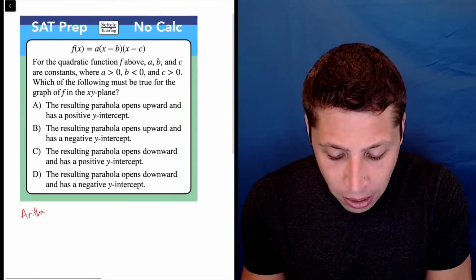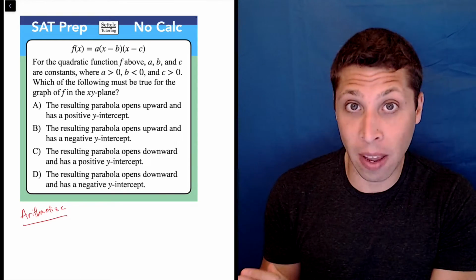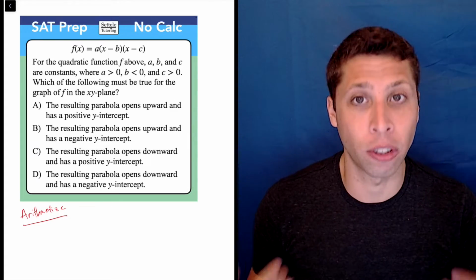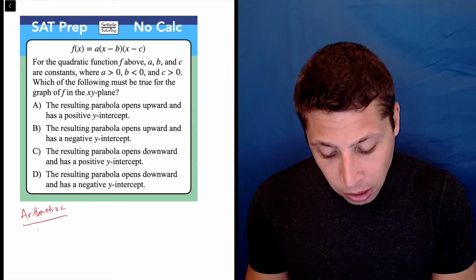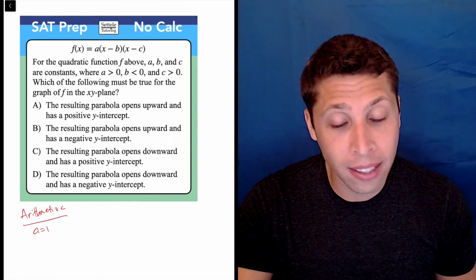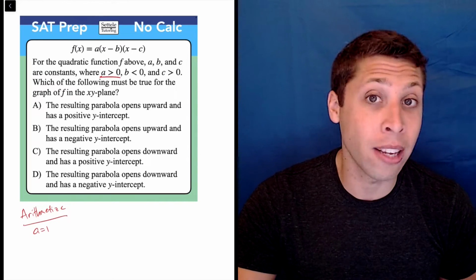Okay, if we have a lot of vague variables, right? We don't need to know the values of A, B, and C. We are just told very briefly about them. We can just make up numbers to better understand what's happening. So what I would do here is I would just stick to A equals 1, because that is the normal way that I think about quadratics, and it really does help me understand what's happening. And so it does follow the rule too. A is greater than 0.